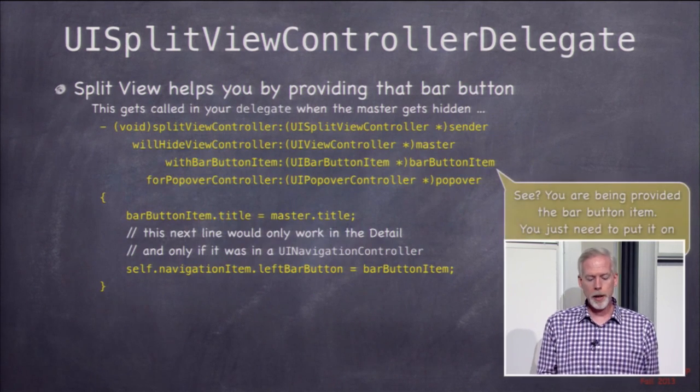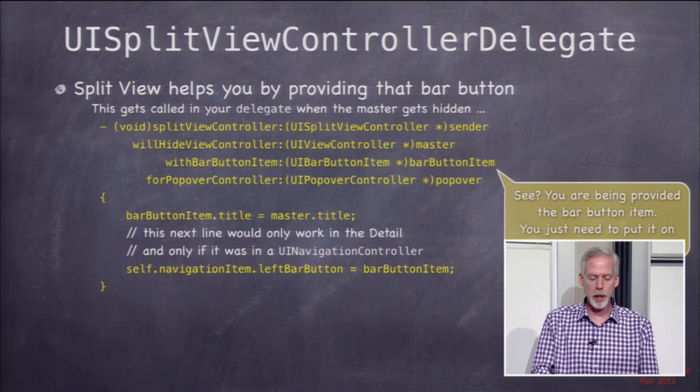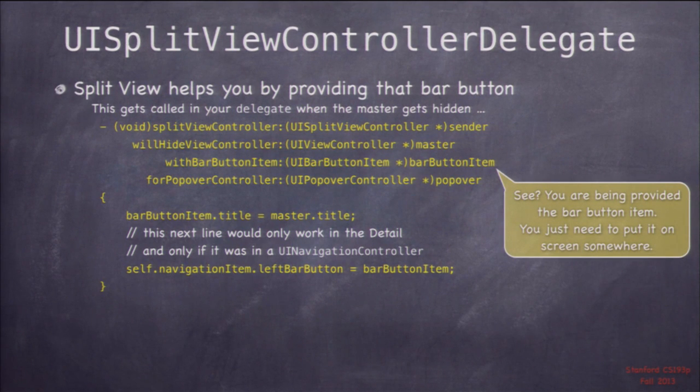So the way you put the button there is another split view delegate method, willHideViewController:withBarButtonItem:. And what that's saying is I'm going to hide the master. Here's a bar button to put somewhere on the screen that when the user clicks it, it'll slide back. Okay? So here's a simple way to implement it. Put your detail in a navigation controller. You put your detail in a navigation controller. Then you can set the left bar button item to be that bar button.